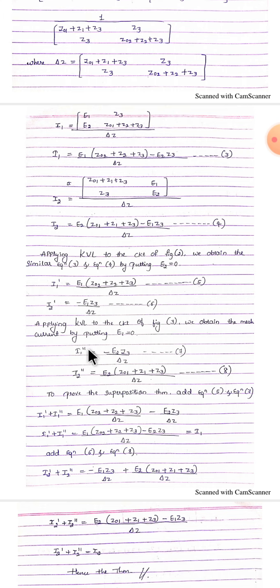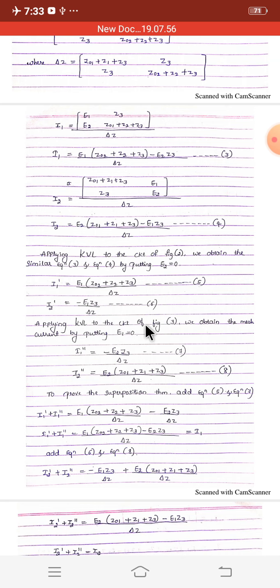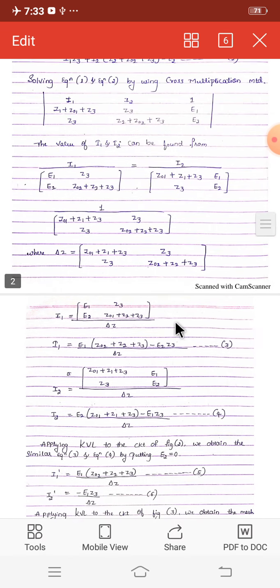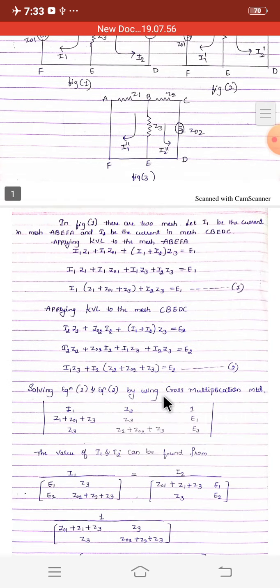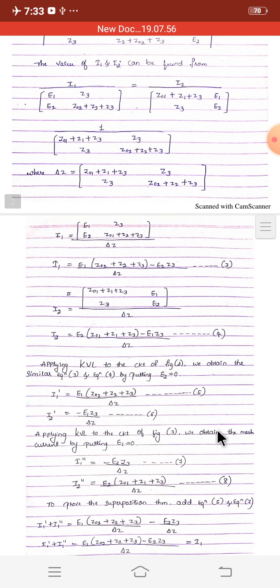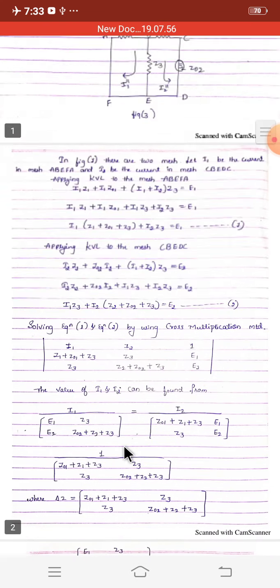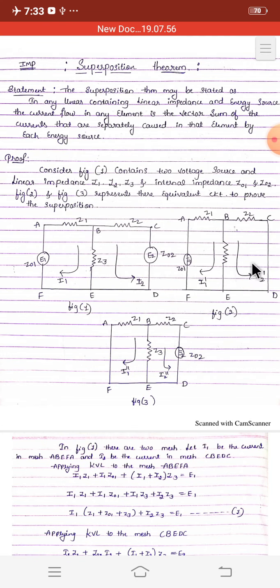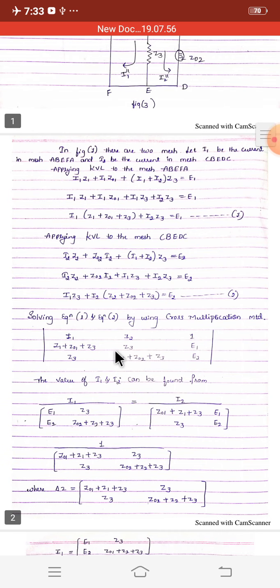That is equation 6. Now, applying Kirchhoff's voltage law to the circuit of figure 3. We have to apply Kirchhoff's voltage law to figure 3. In figure 3, we obtain the mesh current by putting E1 equal to 0. See here, in the previous circuit, E2 is not there, that's why E2 is equal to 0. In this circuit, E1 is not there, that's why E1 is equal to 0.